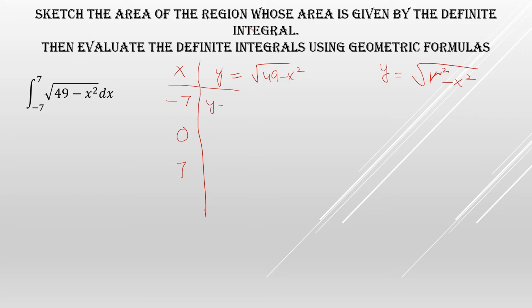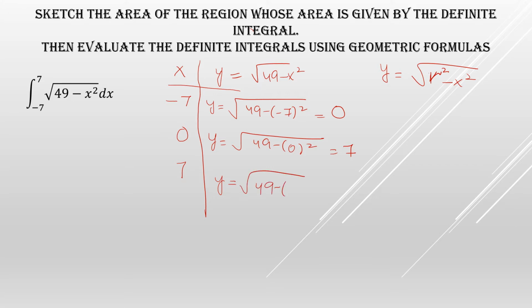So first of all, I will replace x by -7. If I calculate, I will get 0. Now I will put x equals 0 and I will get 7. Now on replacing x by 7, I will get 0 again. And I think that you guys know how to make the table. No need to solve these things.